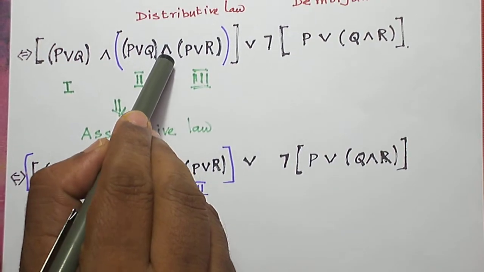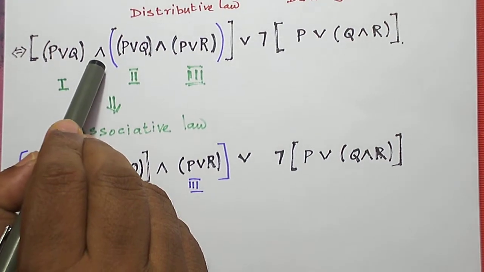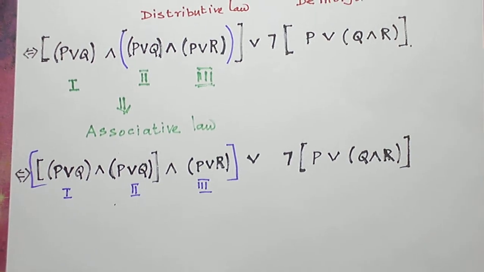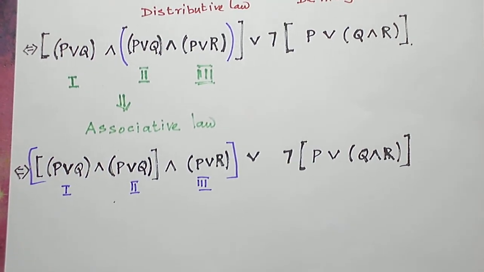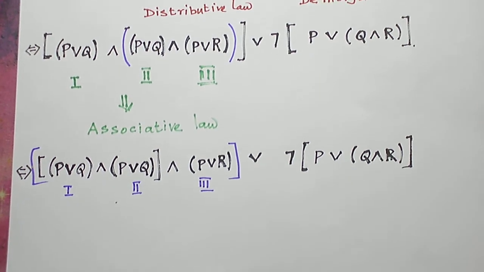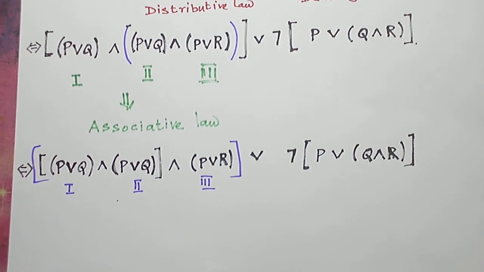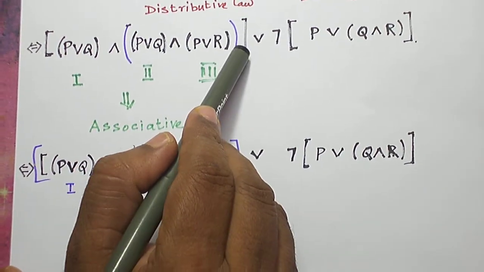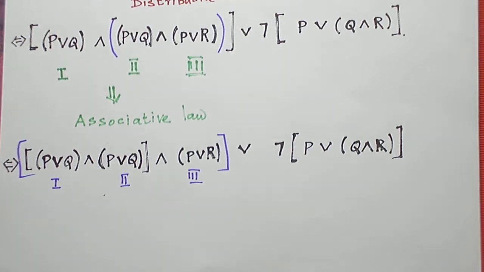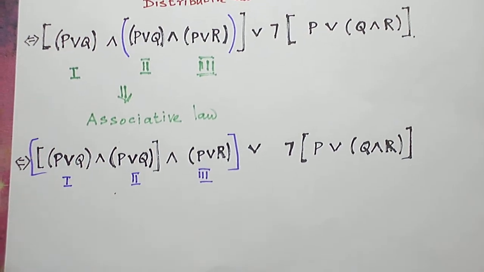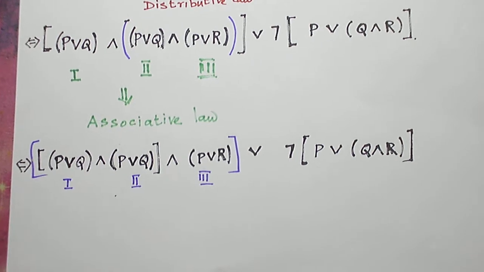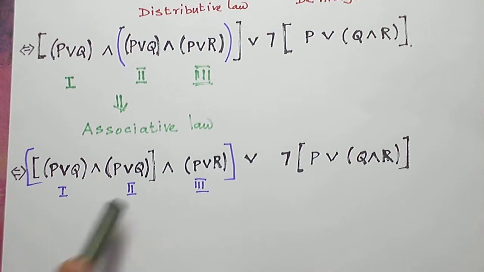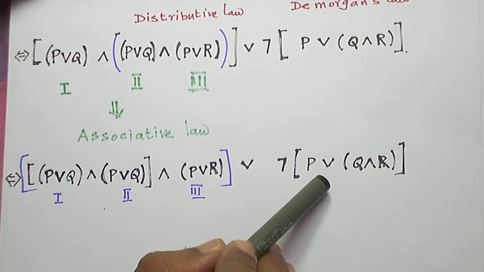Look at the connectives. Inside the bracket AND connective, outside the bracket AND connective. When we have the same connective inside and outside the brackets, we shall apply associative law. So in associative law, what do we do? We just change the bracket. With the second term and third term, we are having a bracket. Now it is going to be displaced, so that the bracket is for the first term and second term. So P OR Q and P OR Q and P OR R. Now this term is kept undisturbed.